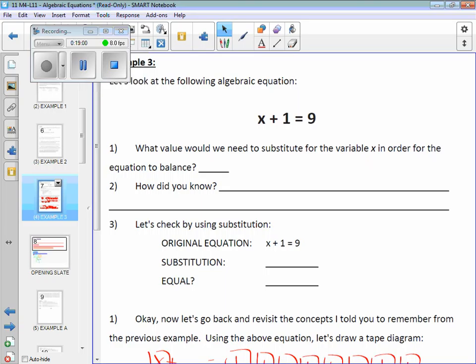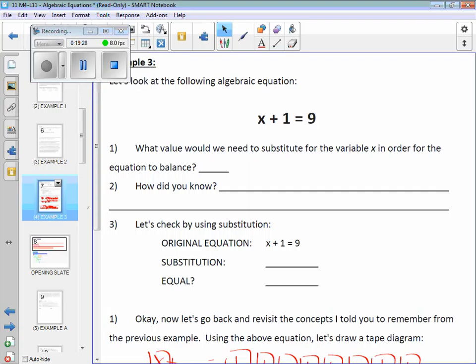So in order to get x by itself, and that's what your goal is going to be in every one of these equations, your goal, your finish line, your purpose is to try to get the variable, whatever variable it is, all by itself. We do that by using inverse operation. So if I am adding 1 to x, you've got to do the opposite.